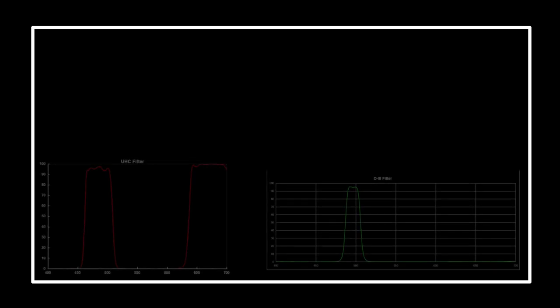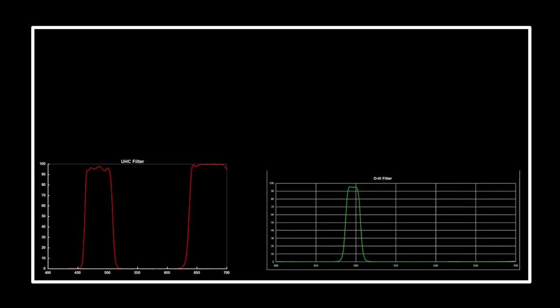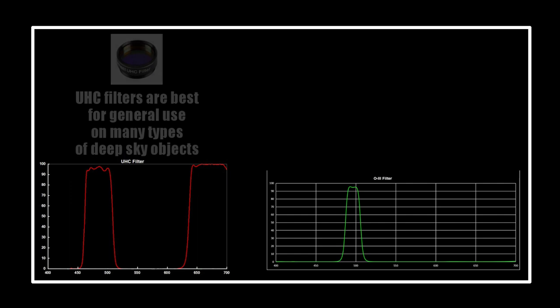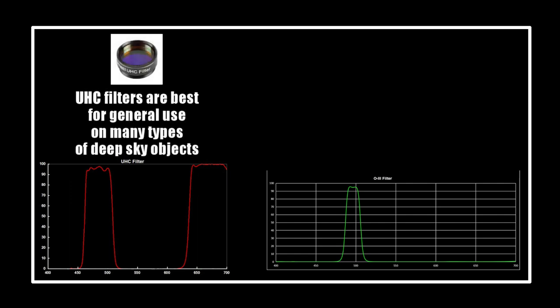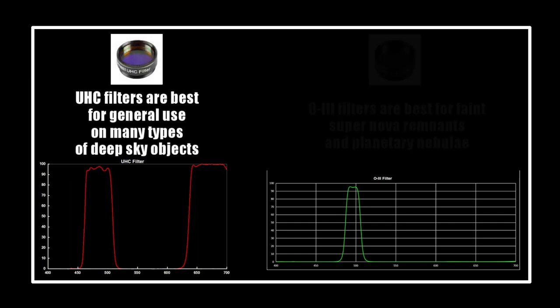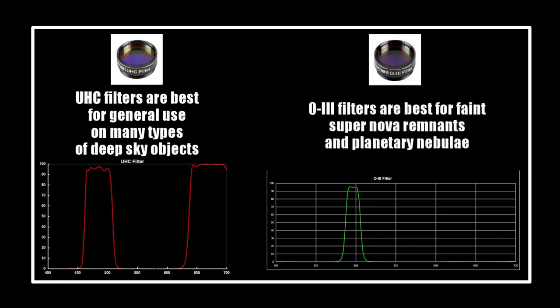Let's take a look at two charts showing the wavelengths of light affected by each filter. The UHC filter allows more wavelengths of light to pass through compared to the O3 filter, which is more restrictive in its wavelengths. This narrower band of light allowed by the O3 filter makes it a more specific filter to use for certain targets, where the UHC filter is a more general purpose light pollution filter.